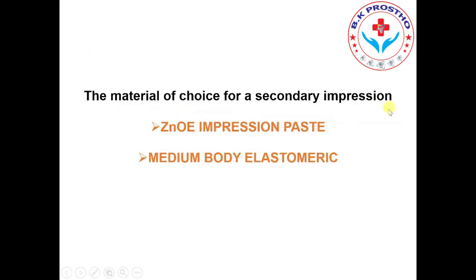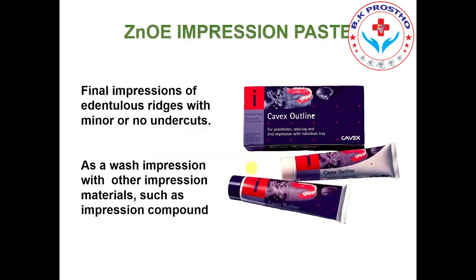The materials of choice for secondary impressions are metallic oxide impression paste, zinc oxide eugenol or eugenol-free impression paste. We can also use a medium body elastomeric impression material. Zinc oxide eugenol impression paste is available in two pastes: one tube contains the base and the other contains the catalyst. So this white one is the base and this blue one is the catalyst. It is used for the final impression of edentulous arches with minor or no undercuts, and can also be used as a wash impression with other impression materials such as impression compound.